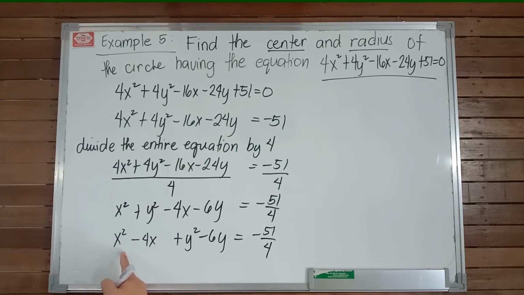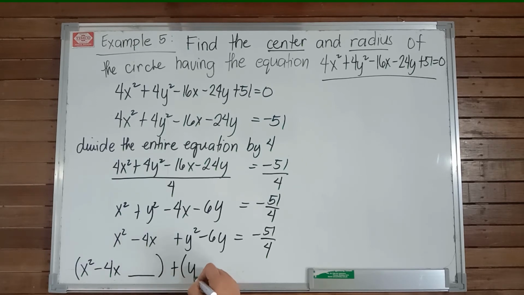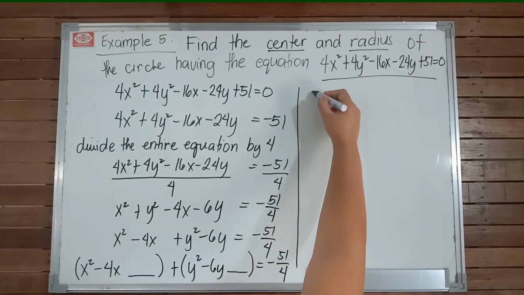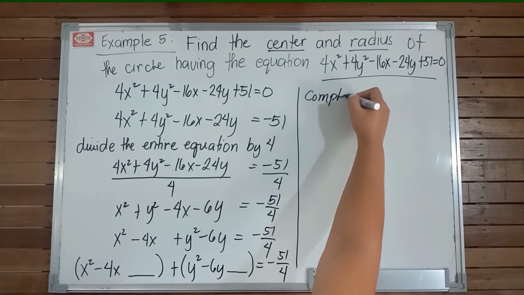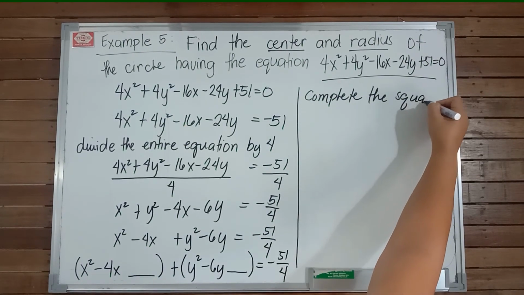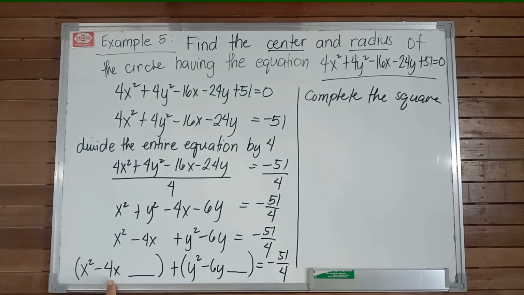Next, we will complete the square para makuha natin yung perfect square trinomial. So, kulang tayo ng isang term. So, paano natin makukuha yon? By the process of completing the square. So, as you can see, nilagyan ko siya ng guhit para makita nyo na meron tayong kulang na term. So, hindi pa siya perfect square trinomial. So, using the process of completing the square, which was discussed when you were in junior high school.